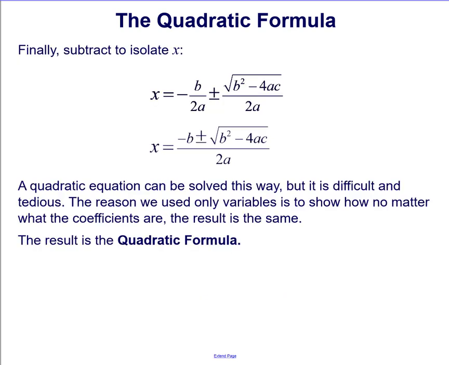Our last step will be to subtract and isolate the x. So we have x is equal to, now subtract b over 2a from both sides, gives me minus b over 2a plus or minus the square root of b squared minus 4ac over 2a.